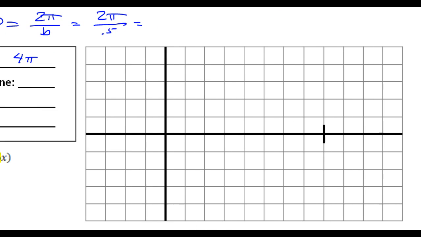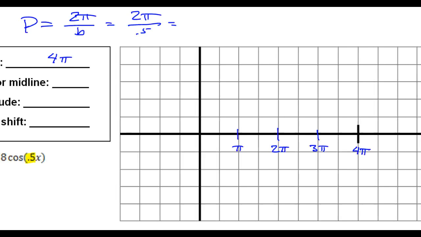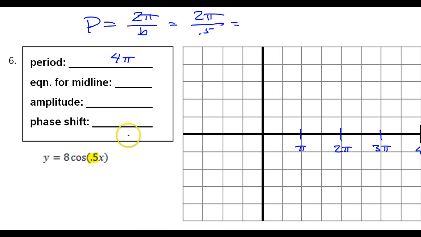So let's go ahead and get that in the picture. So here's your 4 pi right there. That makes this 2 pi, and this is going to just be 1 pi, and that makes this 3 pi. Okay, now how about the midline?